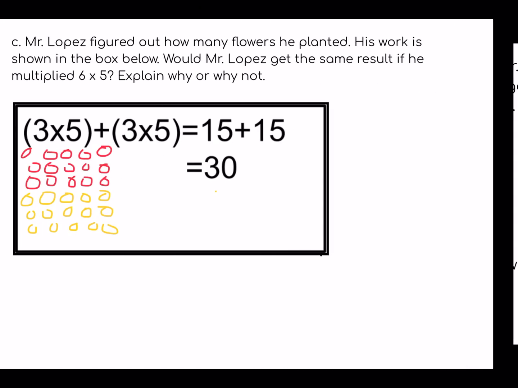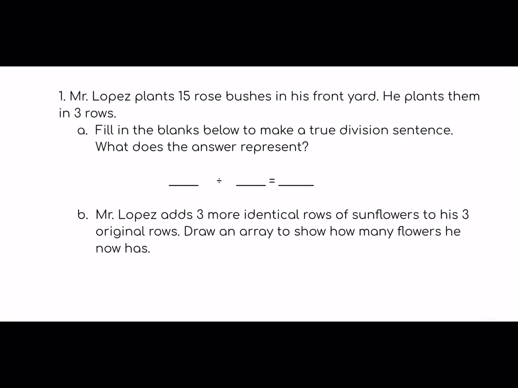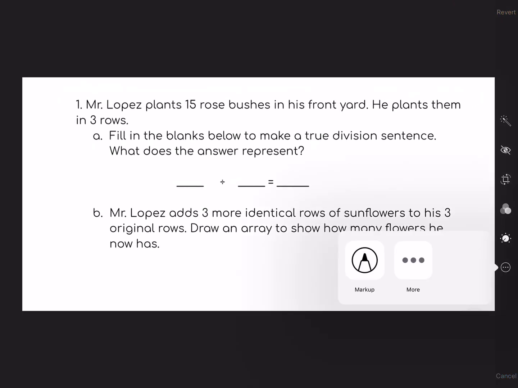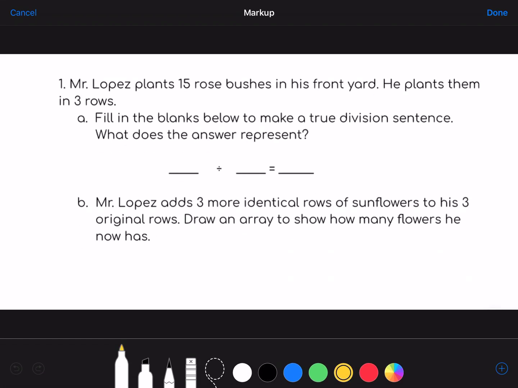Starting with number 1. It says, Mr. Lopez plants 15 rose bushes in his front yard. He plants them in 3 rows. A. Fill in the blanks below to make a true division sentence. What does the answer represent? All right, so the biggest problem that kids have here is that they forget to answer the "what does the answer represent." So let's try to make sure I don't forget that part.